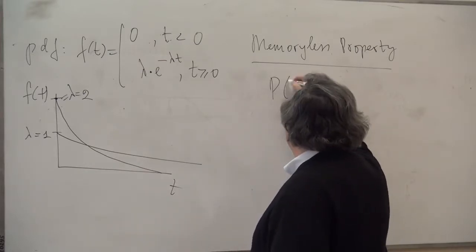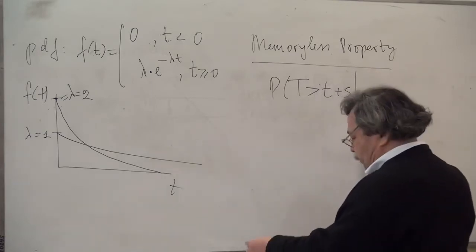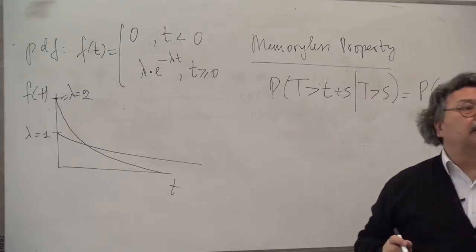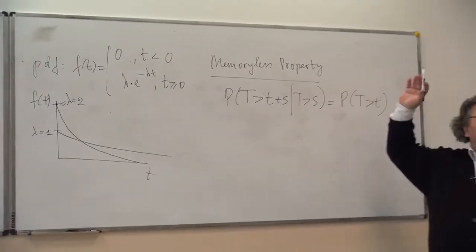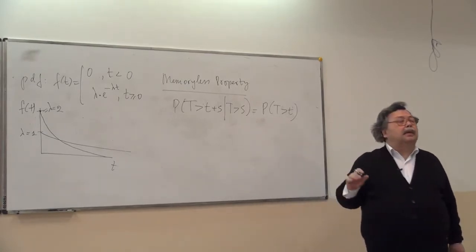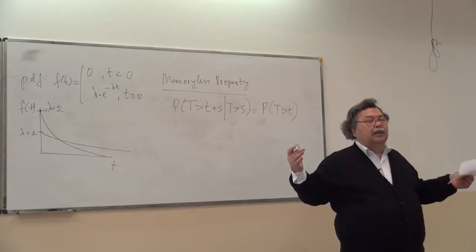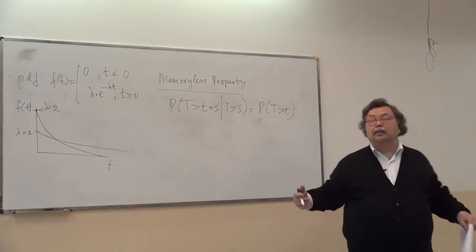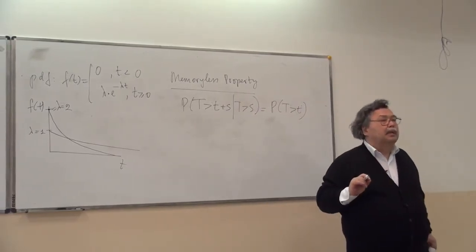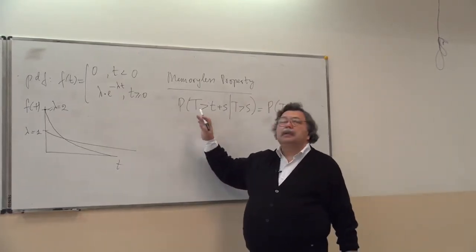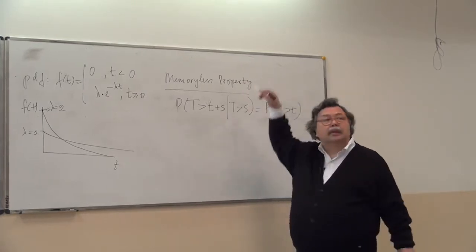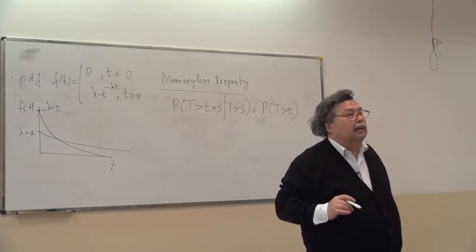The probability that... okay, let's try to understand what's written here. Let's look at the right-hand side. T capital stands for the random variable, the exponential random variable. And this is the probability that the random variable takes on a value. Let me remind you that T capital is the time between two consecutive calls. It's the probability that T capital takes on a value greater than a certain specified little t. And the left-hand side is the probability that T capital takes on a value greater than little t plus little s, given that it's greater than little s.